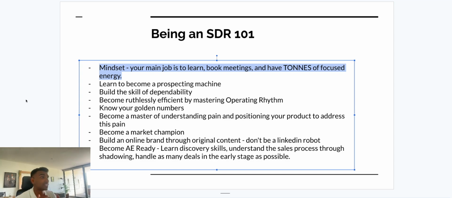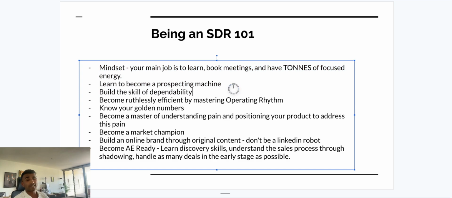I see so many SDRs complicate this, and I'm like, hey, it's not a complicated job, right? This isn't rocket science. It's absolutely not rocket science. Being an AE sometimes can feel like rocket science, but being an SDR is not rocket science, okay? So learn, book meetings, and have tons of focused energy. That's literally it, right? If we're talking about energy, I just mean hustle. Be visible and be hustling, right? That's literally what you're paid to do.